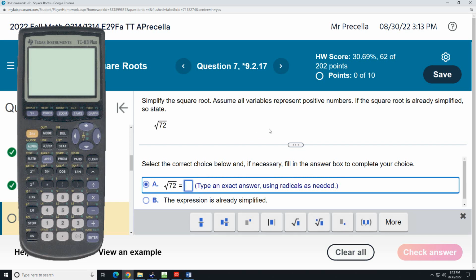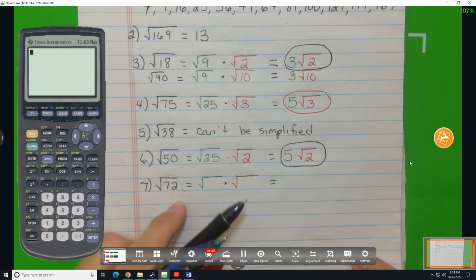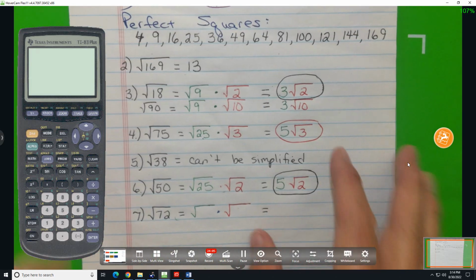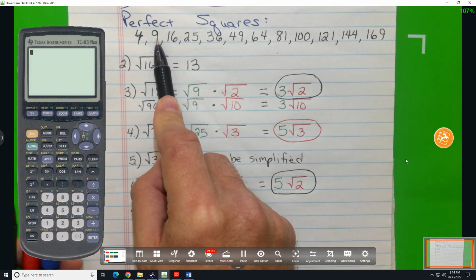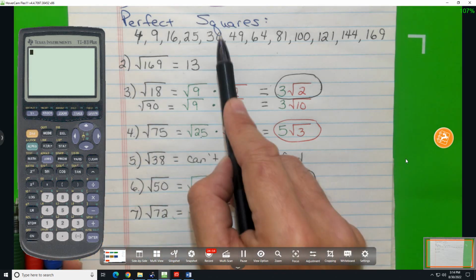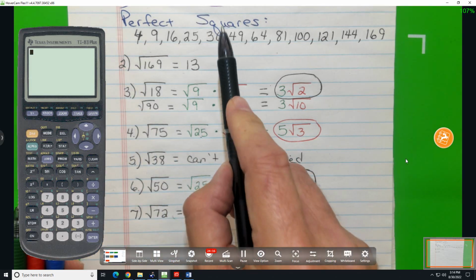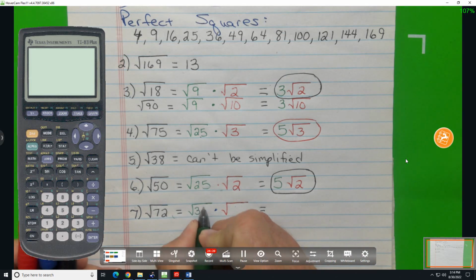I'm going to let y'all tell us: is 72 a perfect square? No. And 72 is interesting because when you look at the perfect squares, 9 divides into it, right? But I think there's a bigger one. What's the biggest? 36. 72 divided by 36 would be 2.